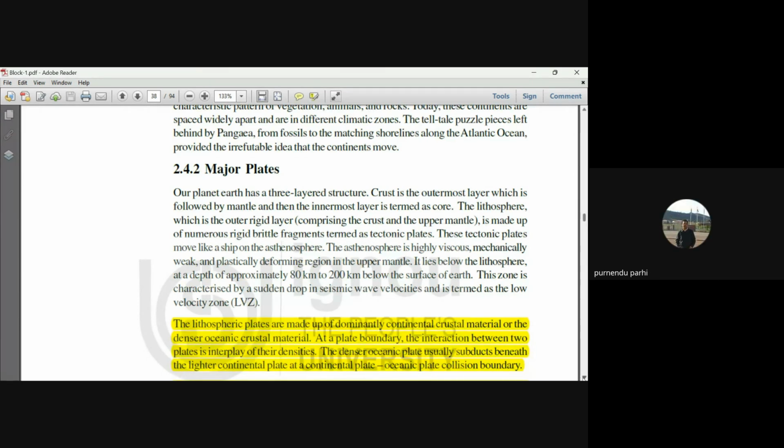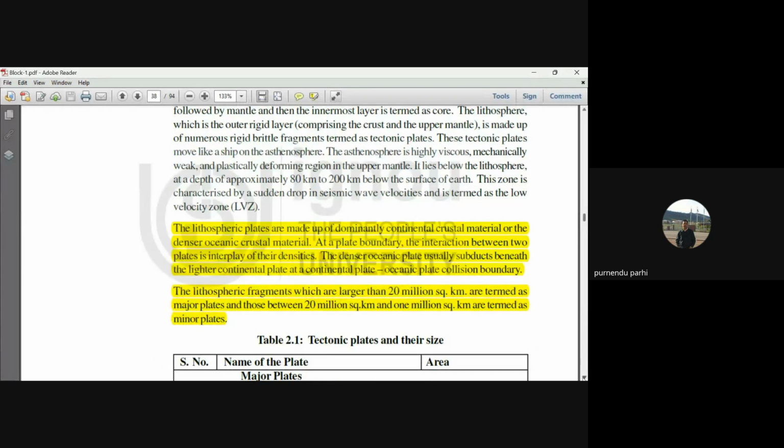The lithospheric plates are made up of dominantly continental crustal material or the denser oceanic crustal material. At a plate boundary, the interaction between the two plates is an interplay of their densities. The denser oceanic plate usually subducts beneath the lighter continental plate at a continental plate-oceanic plate collision boundary.